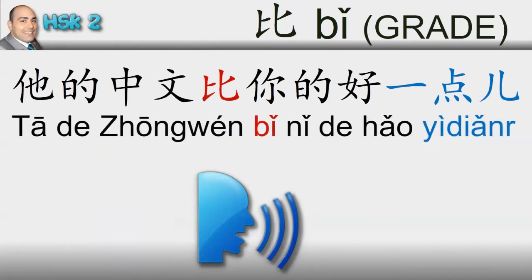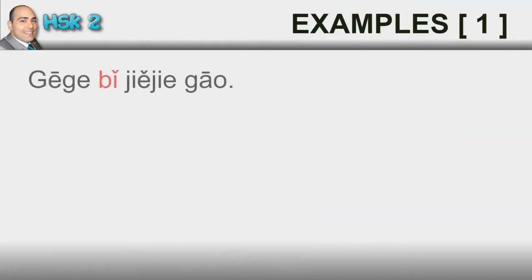他的中文比你的好一点儿. In this case, we are not just saying that his Chinese is better than yours. We are specifying that it's a little bit better than yours. Let's see some examples of this.